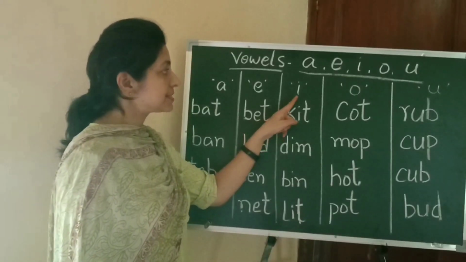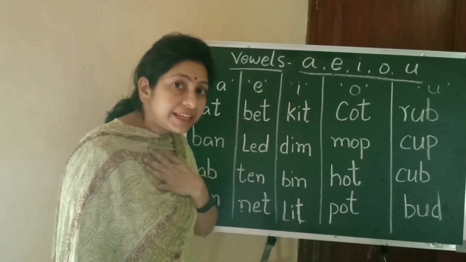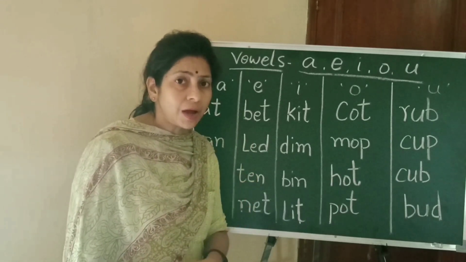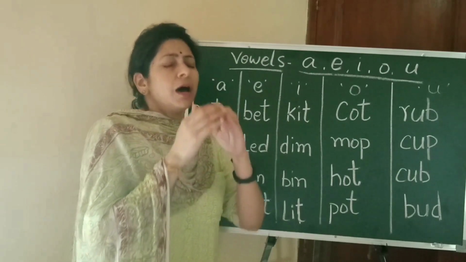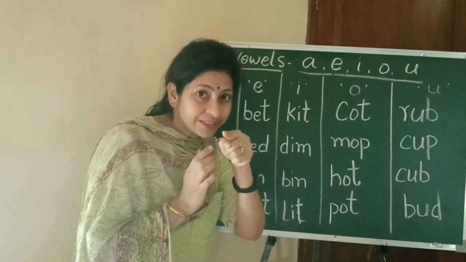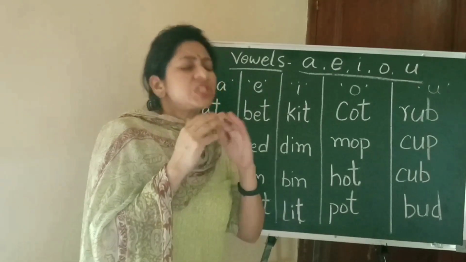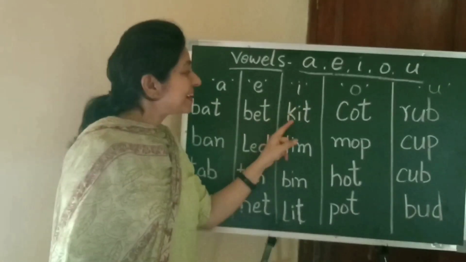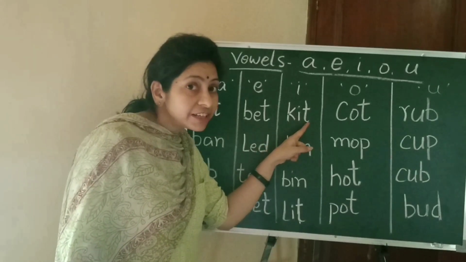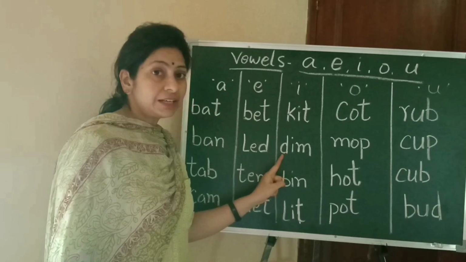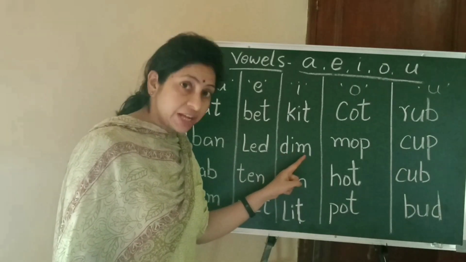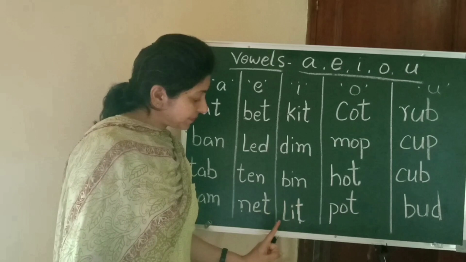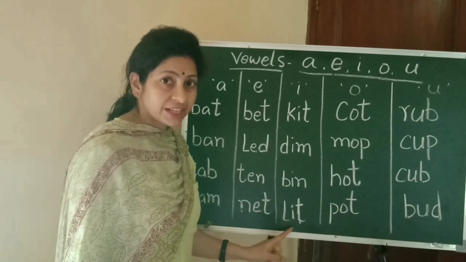Similarly, the next sound is I, and I says E. When you sneeze, your sneeze ends with E. You know how? Like this. Your turn. E. E. K, E, T, kit. D, E, M, dim. B, E, N, bin. L, E, T, lit.